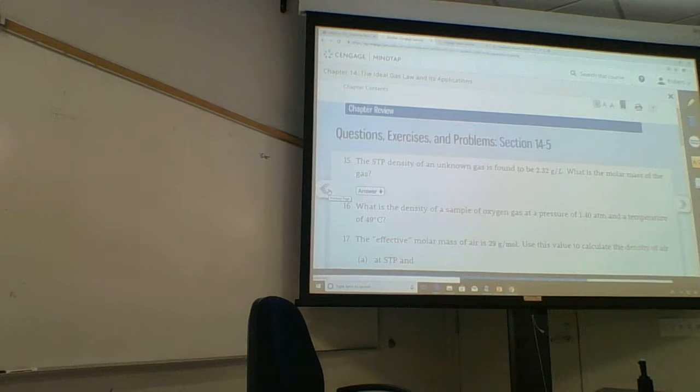Therefore, we can do this. P initial, V initial over n initial, T initial is equal to P final, V final over n final, T final. Does this equation look familiar? It should. This is a combined gas law. The only difference is now we have n if the number of moles change. And so what you could do with this is you could add additional gas, or you can remove gas. The number of moles initial doesn't necessarily have to equal the number of moles final.